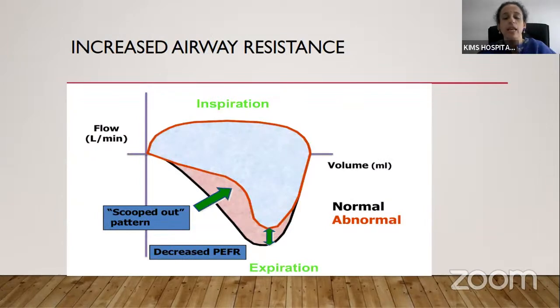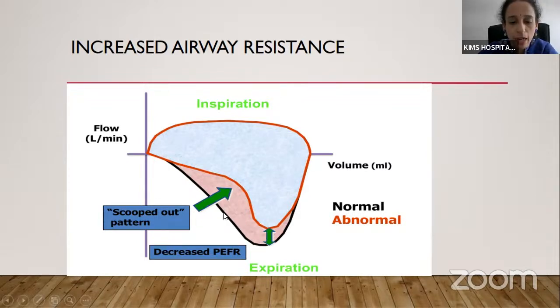If there is an increased airway resistance, it leads to a scooped out pattern in the expiratory limb. So there is a decreased peak expiratory flow rate. You can see normally it should be like this. If there is an expiratory resistance, it goes to dilators.